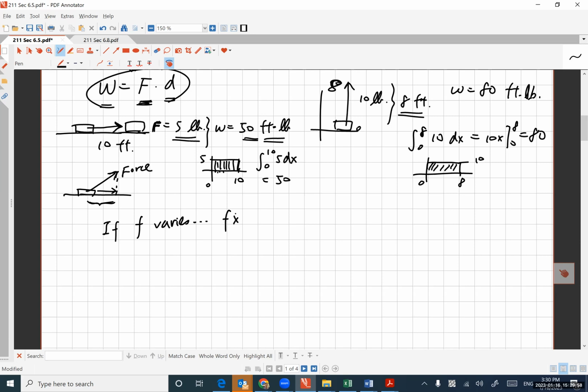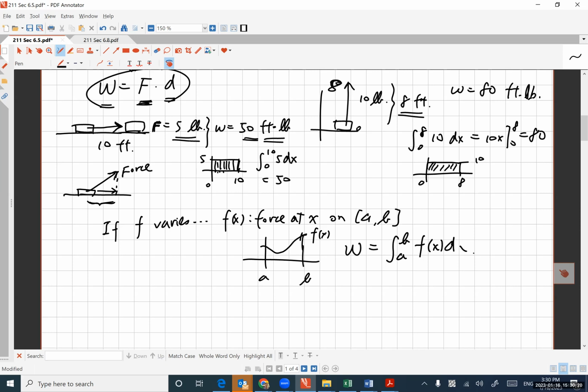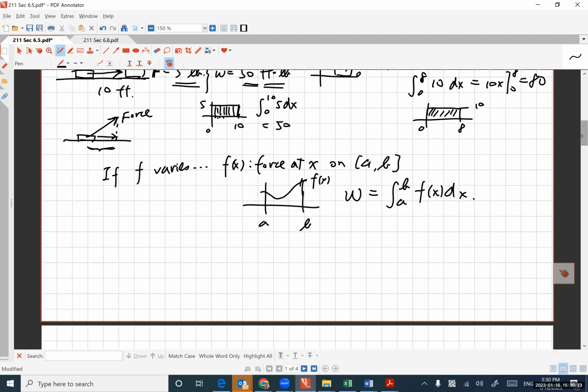So what happens if F varies? In other words, if F of x is the force at x on an interval from a to b, so you have a and b, and force may change, maybe decreases here and increases here. Well, as these pictures indicate, the work is simply the integral from a to b of F(x) dx. Not hard, right? Okay, so that is another application of the definite integral.